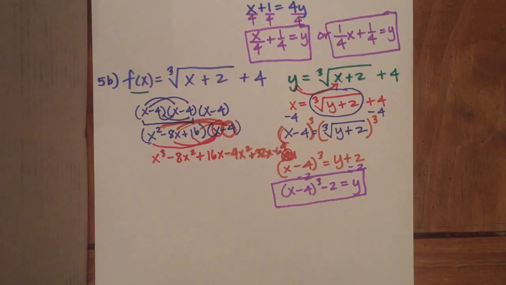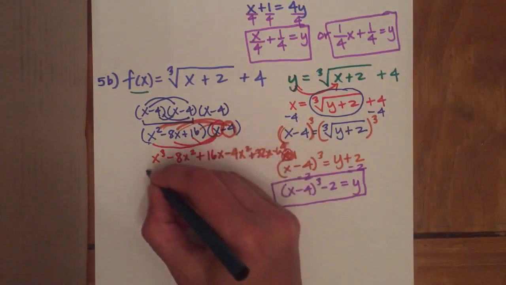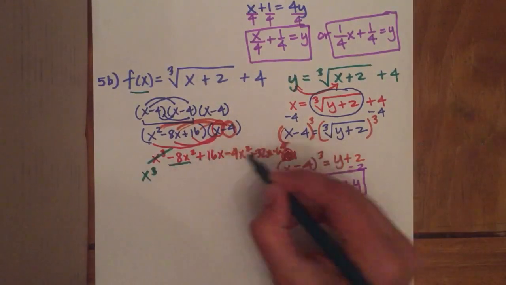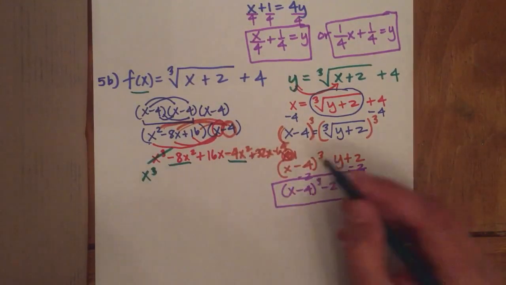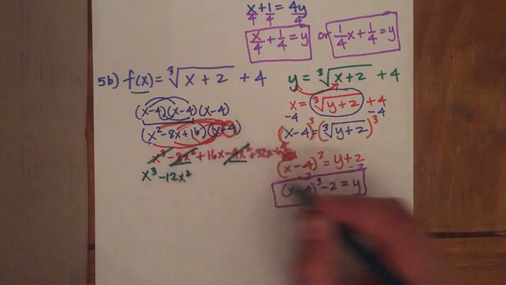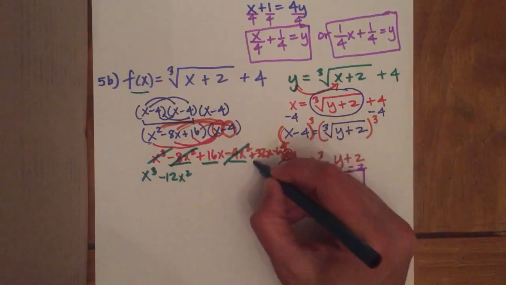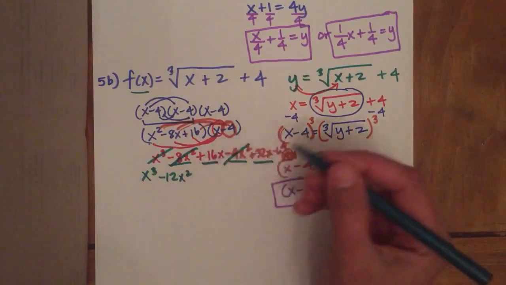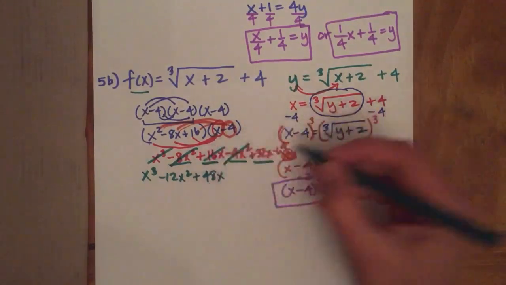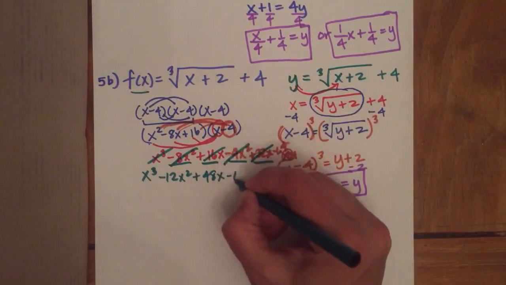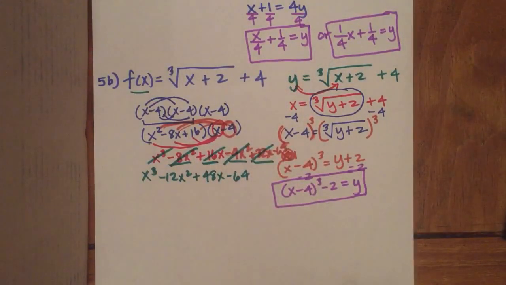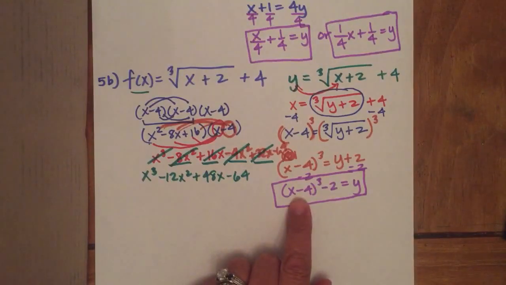So when we combine these, I look for all the x cubes, I have 1x cubed. So that's out. Then I have negative 8x squared, negative 4x squared. So that's going to give me a negative 12x squared. Cross those out. Then I have 16x and 32x. So that's going to give me positive 48x. Cross those out. And then I have negative 64. So that is going to be my final answer when I expand the x minus 4.